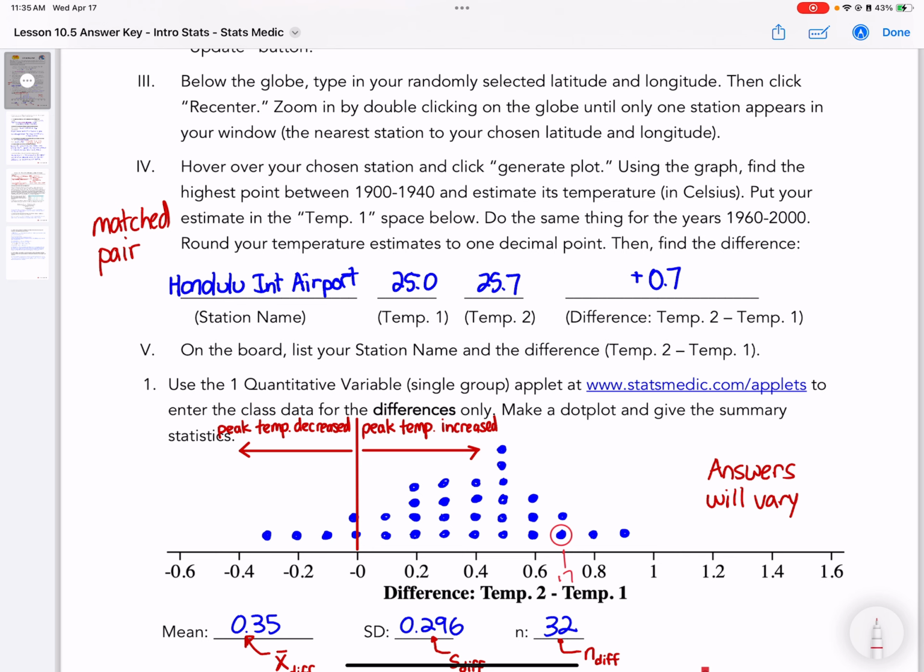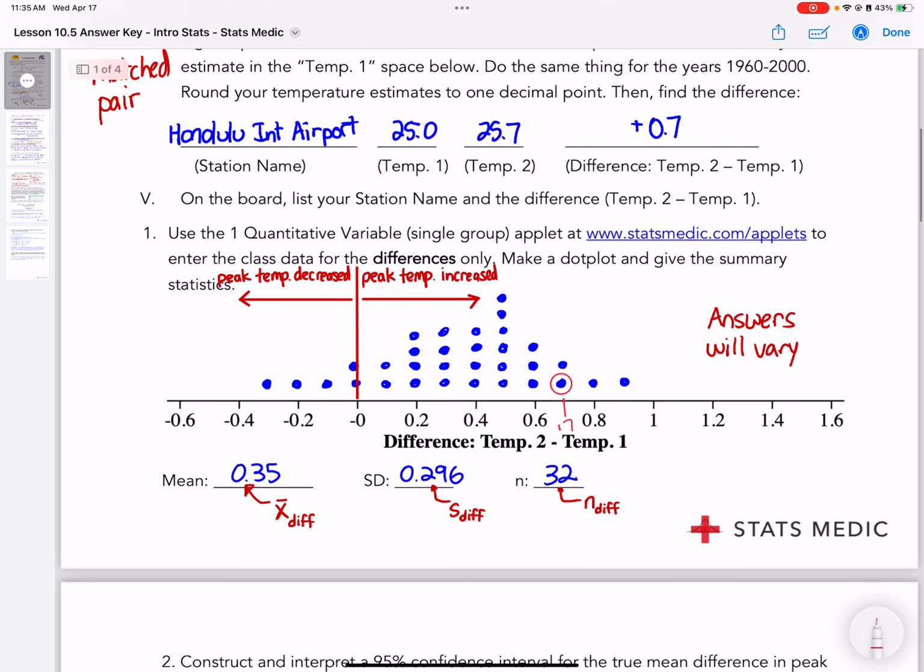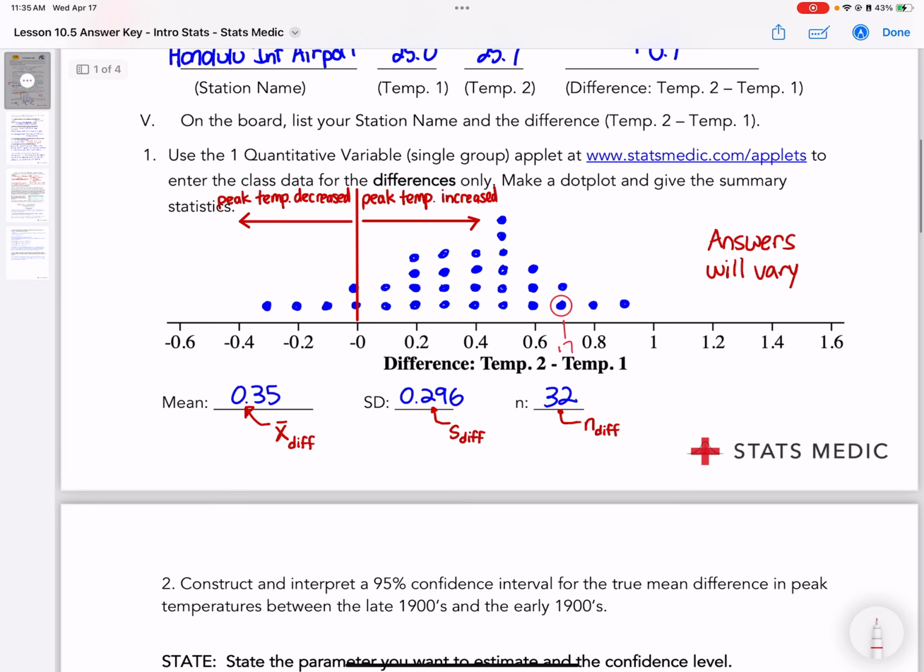Then I put all this data into the calculator and found the mean is 0.35 difference, so about an average of 0.35 degrees Celsius increase, and the standard deviation is 0.296. We had, of course, 32 complete samples. Notice I have x-bar diff, meaning difference, s diff, standard deviation of the difference, and n diff. Your calculator does all of this for you as well.